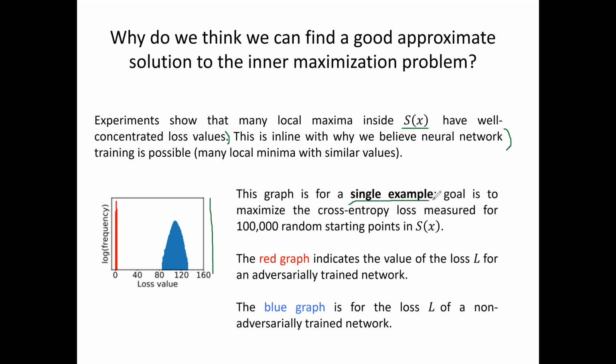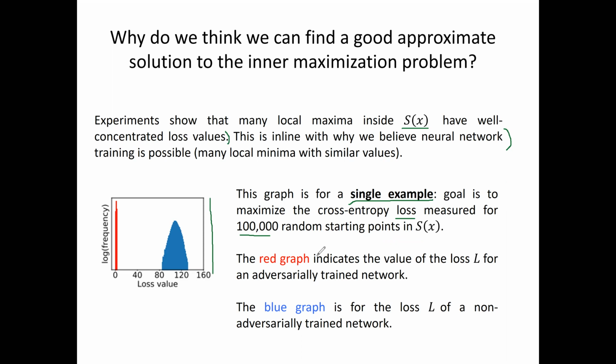You can just pick a single example in the data set X, let's say. And what you want to do is plot the values of the loss function of 100,000 starting points around X. So basically you pick X, you have the region SX around X, and then you have 100,000 random starts. For each of these, you can try to maximize using PGD the value of the loss, and then you can plot that value.